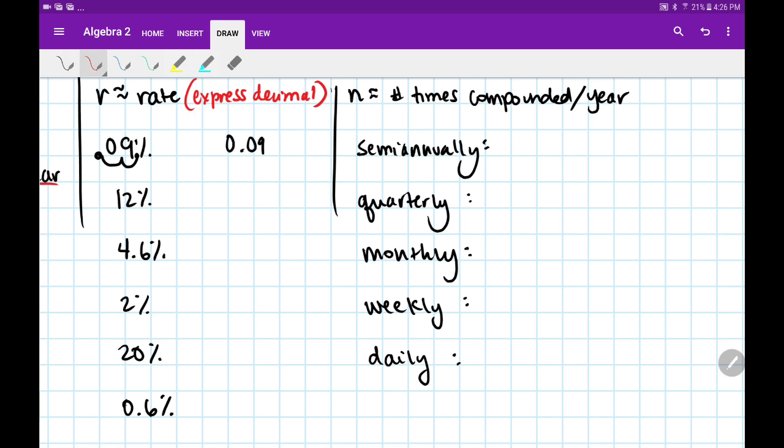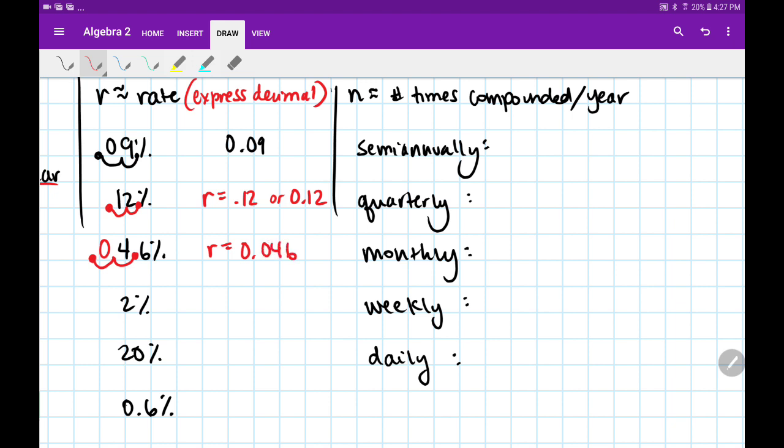Let's do it again. If I say 12% is the interest rate, you're going to drop the decimal, move it back 2 places. So in your equation, you're going to plug in 0.12. Next, let's say it's 4.6%. Try it yourself. See if you get the right answer. Go to the decimal. This time we have one. Move it back 1 spot, 2 spots, drop it. And if there's a gap, you're filling it in with a 0.